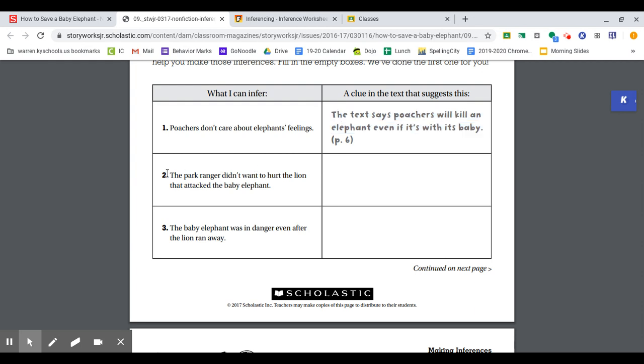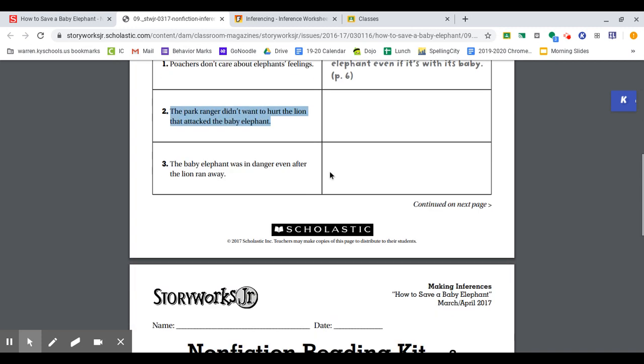So number 2 says, the park ranger didn't want to hurt the lion that attacked the baby elephant. Go back in the story and read the section where it's talking about the park ranger and when they first find the baby elephant. How do you know that the park ranger didn't want to hurt the lion? You're going to find your text evidence and write the text says and what you found.